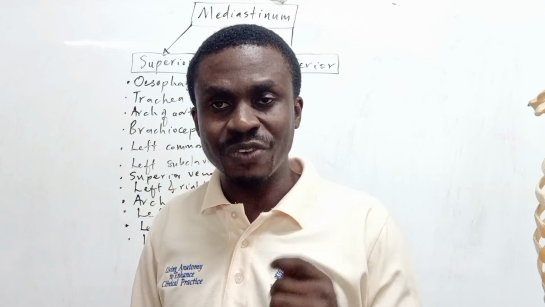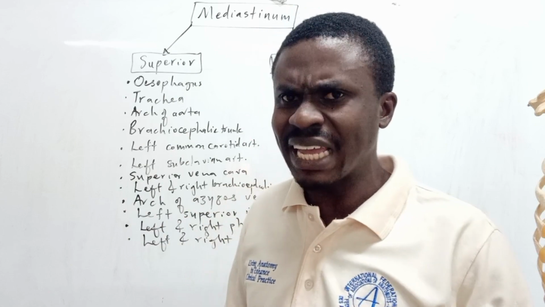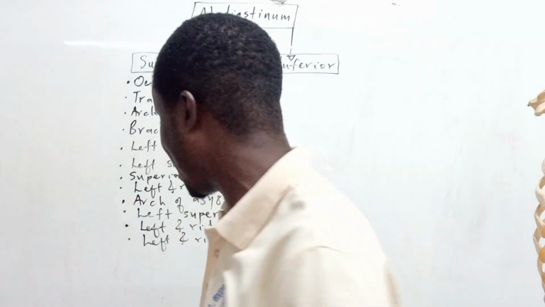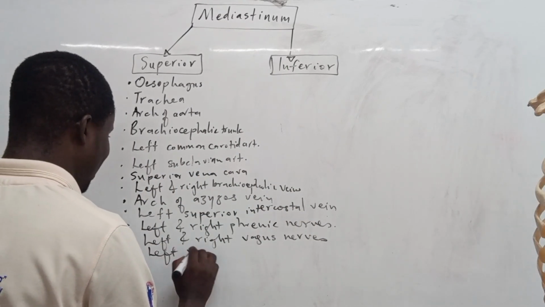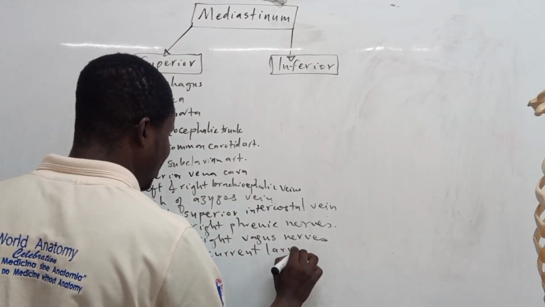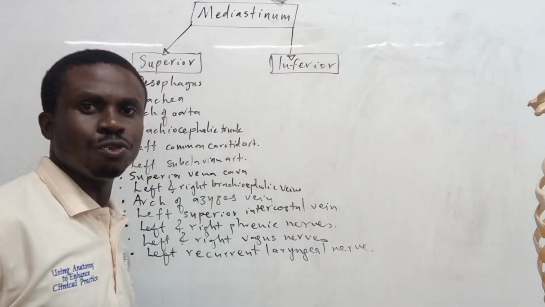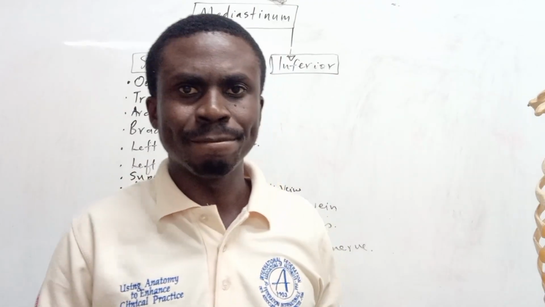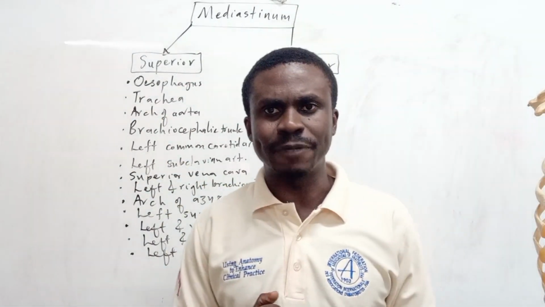And also, one of its branches goes backwards, running in something we call the tracheoesophageal groove. And that guy is something we call the left recurrent laryngeal nerve. So it is worth mentioning the left recurrent laryngeal nerve. I want you to appreciate that one also. Now, are we done? No, we are not done. These are the nerves we dealt with.